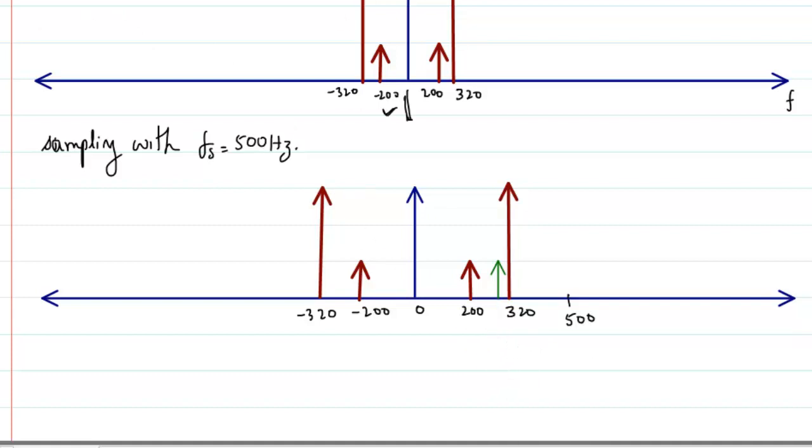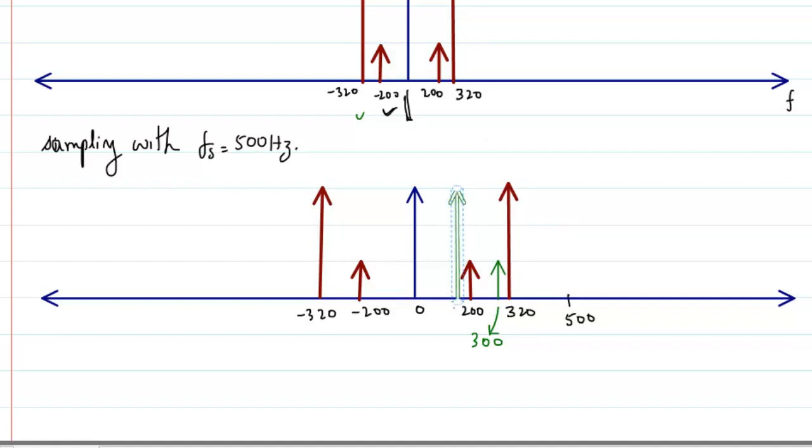This is going to be at 300. Next, at minus 320. So 500 minus 320 will be 180. So where is 180 going to come? 180 is going to come before 200. So it's going to come somewhere here. So this is where 180 is going to be.